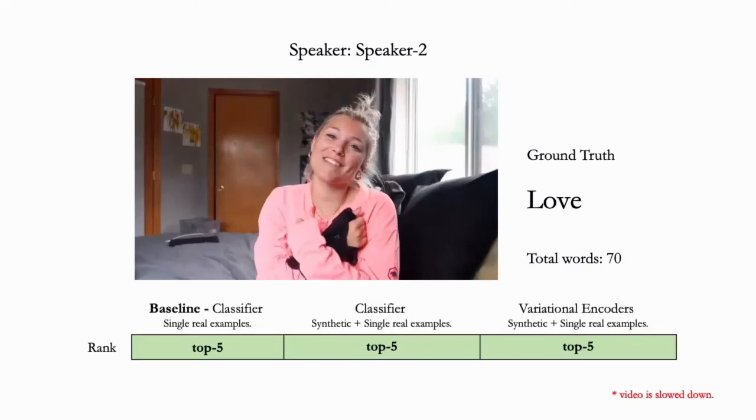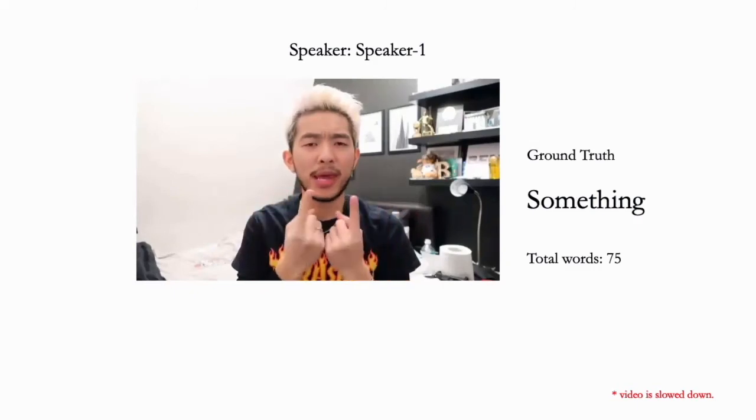The green boxes indicate that the correct prediction was in the top 5 predictions made by the model. The red boxes indicate otherwise and display the rank predicted by the model of the ground truth.